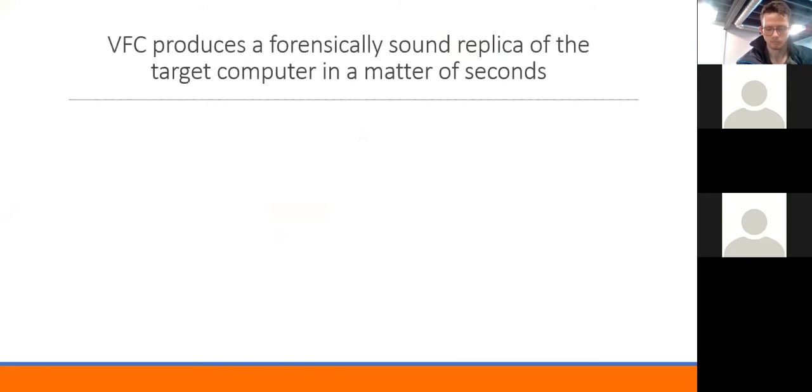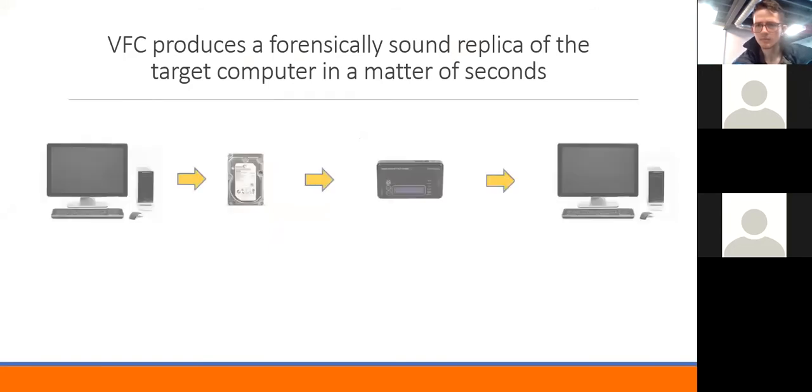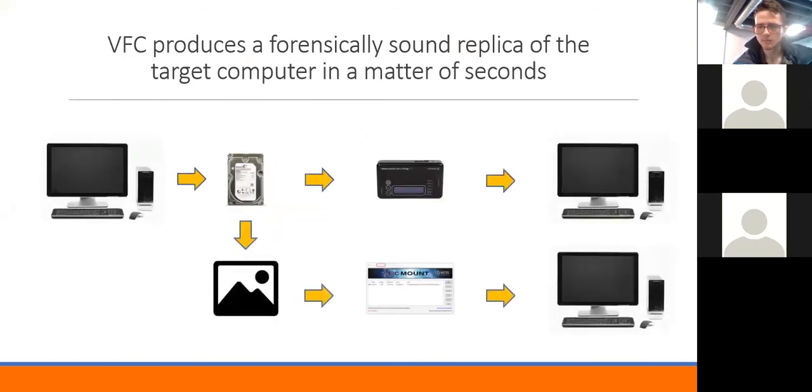So on to the next slide. VFC produces a forensically sound replica of the target's computer in a matter of seconds. So there are two ways to be able to virtualize that virtual machine. One way is that we would need the hard drive. We do know that we can't switch a laptop or a computer back on, but what we can do is we can remove that hard drive.